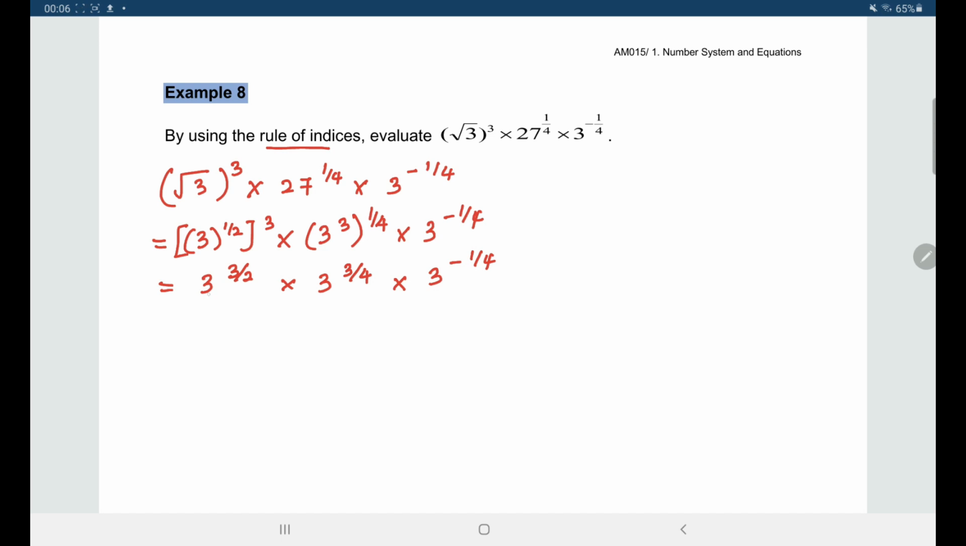When the same base is multiplied, the index will be plus. So here we can write the base is 3, and then the index is 3/2 plus 3/4 plus negative 1/4. So we get 3 squared, and the last answer we get 9.